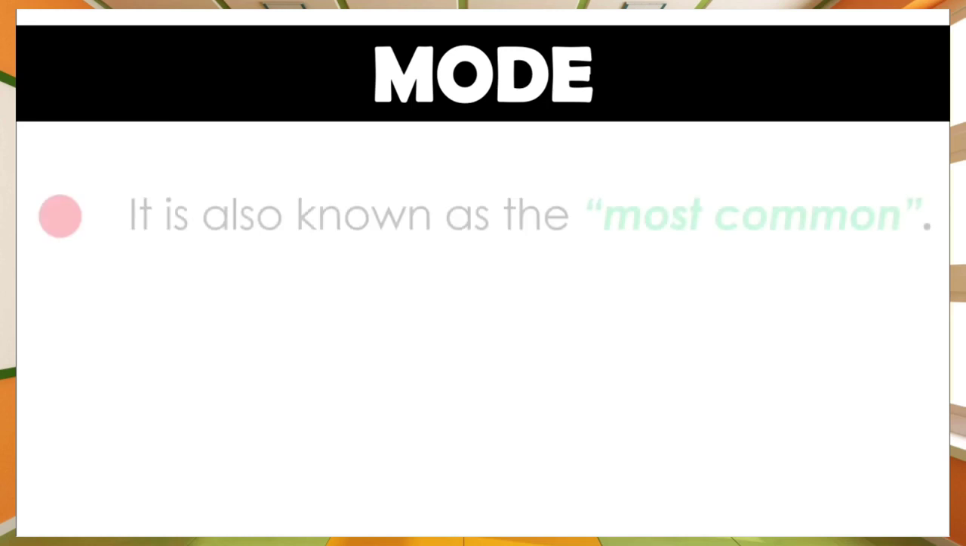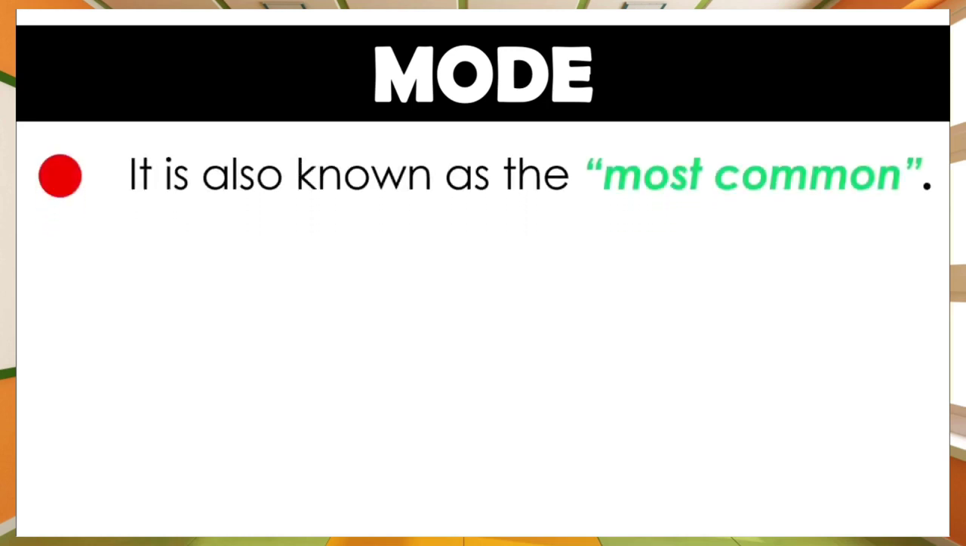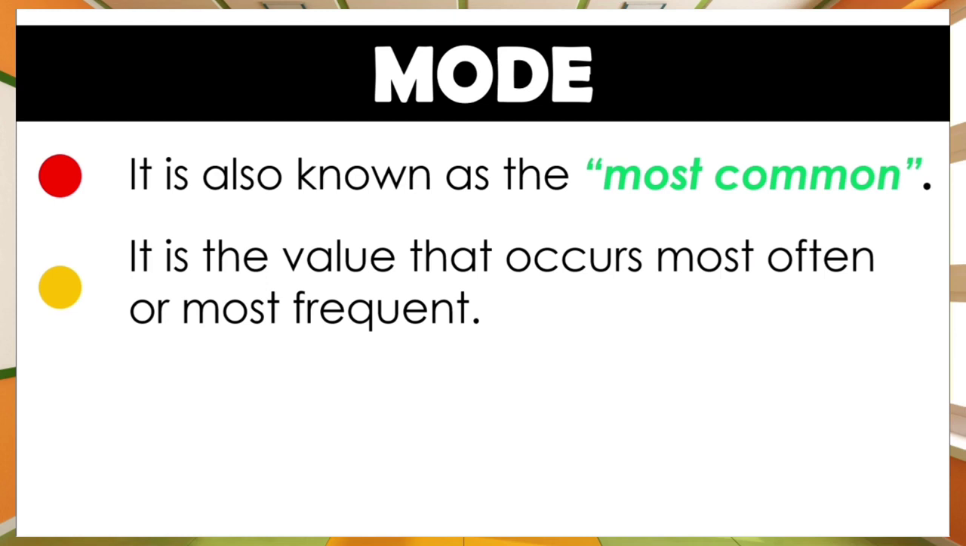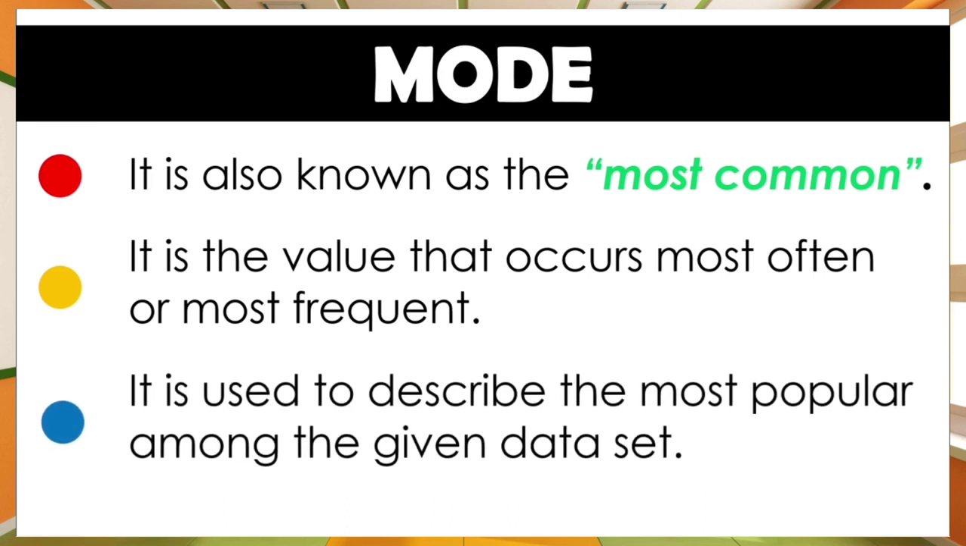For the last measure of central tendency, we have what we call mode. When we say mode, it is also known as the most common. It is the value that occurs most often or most frequent. Since it is the most common, it is used to describe the most popular among the given data set.